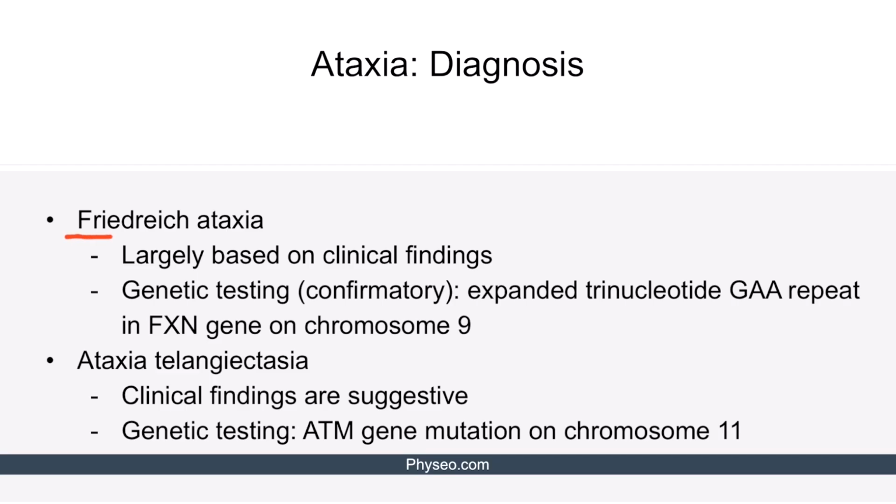The diagnosis of Friedreich ataxia is largely based on clinical findings. However, genetic testing is sometimes needed to confirm. Remember from step 1 that Friedreich ataxia is associated with expanded trinucleotide GAA repeats in the FXN gene on chromosome 9. Similarly, clinical findings are highly suggestive in the diagnostic approach of ataxia telangiectasia. Genetic testing may be performed to confirm the diagnosis. We already know from step 1 that ataxia telangiectasia is associated with mutation of the ATM gene on chromosome 11.